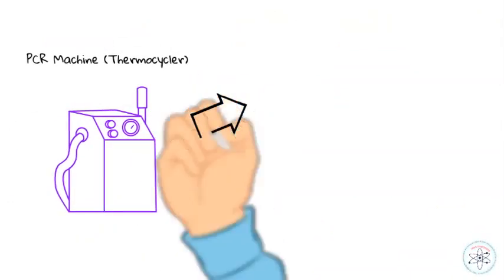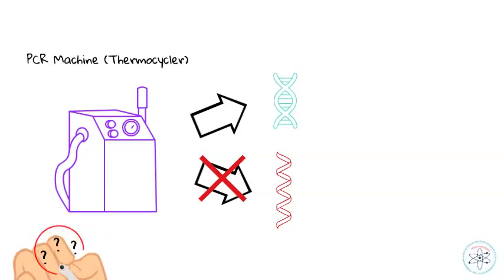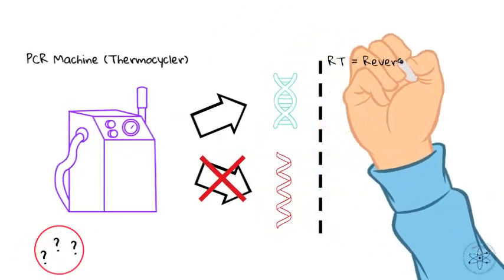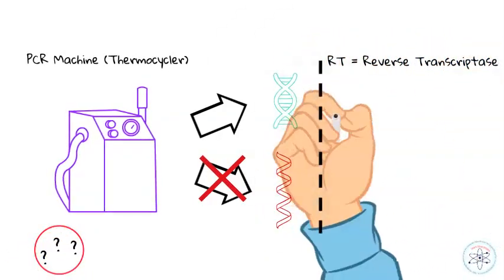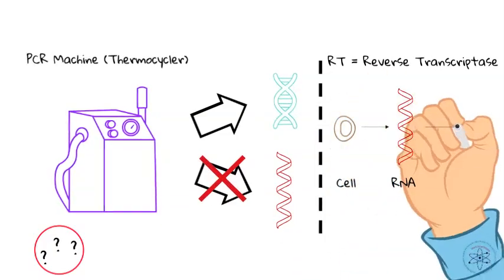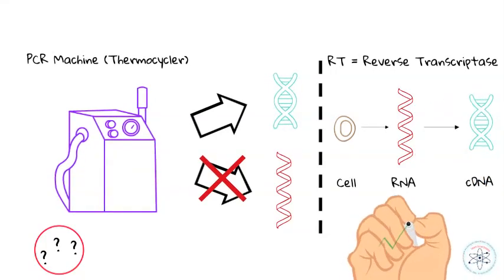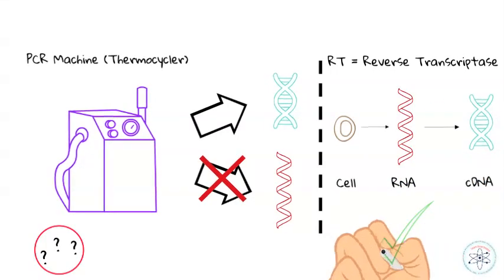But the tricky thing is that PCR only works with DNA, so how can one determine the genes found in the RNA? Well, that's where the RT part comes in. It stands for reverse transcriptase, which is an enzyme that generates a complementary strand of DNA, or cDNA, from the RNA obtained from the cell. Well, now that you have cDNA, you can do PCR.